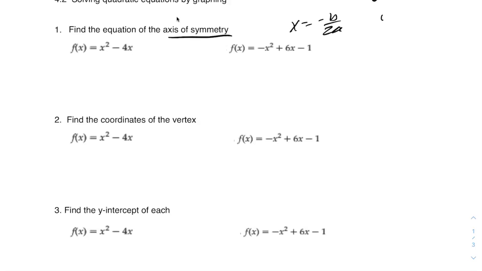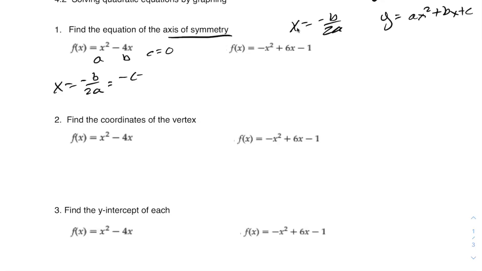Remember, that relates to the standard form of a quadratic equation, which is ax squared plus bx plus c. So within that form, you know what a and b are, and that's your formula for axis of symmetry, which I will be giving to you. So for the first one here, here's my a, here's my b, and my c is 0, in case that ever came up.